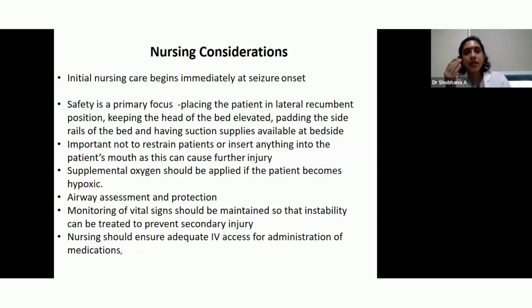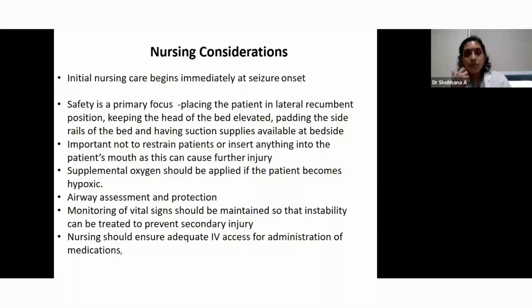Always assess their ABCs: airway, breathing, circulation, whether their airway is clear or they need intubation or airway protection. Vital signs: look at the heart rate, whether there is bradycardia or tachycardia, because usually if there is a subtle seizure where there are only eye signs, then you look at the heart rate and the pupils to see whether the heart rate is increasing and the pupils are dilating, right?